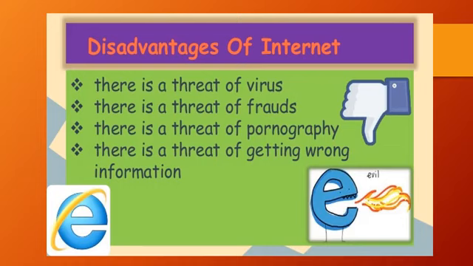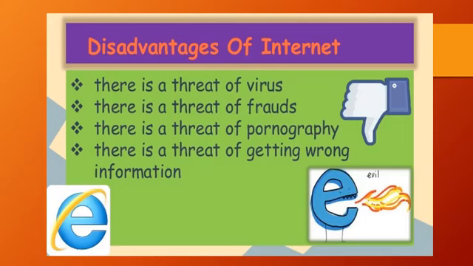Disadvantages of internet: there is a threat of virus. While we are downloading anything from the internet, virus can enter our computer. As we already know computer virus in the previous chapter. Next, there is a threat of frauds. There are many people sitting in different places to take money, to take the data from others' computers. There is a threat of pornography. There is a threat of getting wrong information. These are all the disadvantages of internet. While using internet, we have to be very attentive about what we are downloading, what we are watching. So there are some advantages and disadvantages of internet.